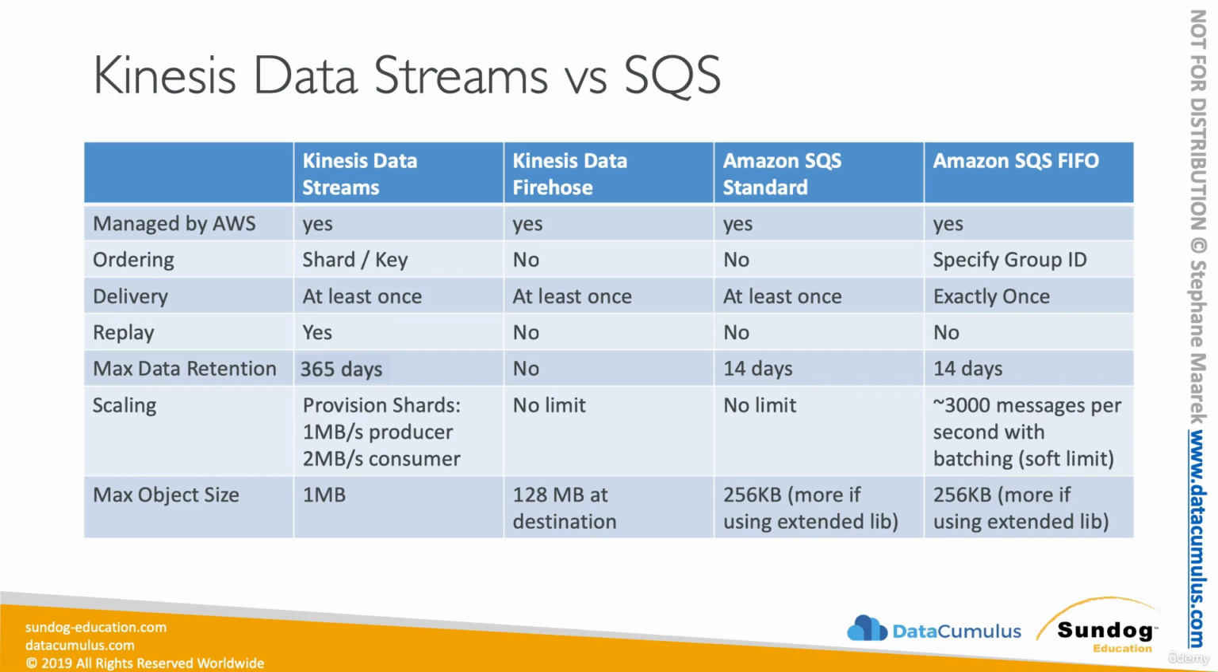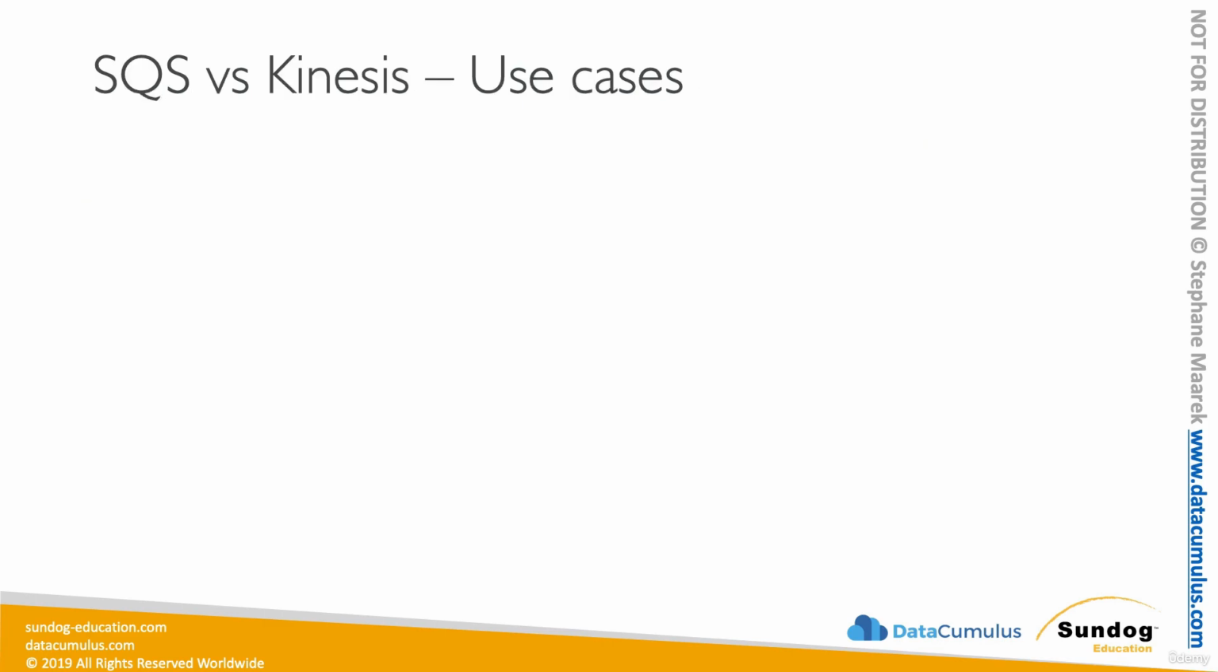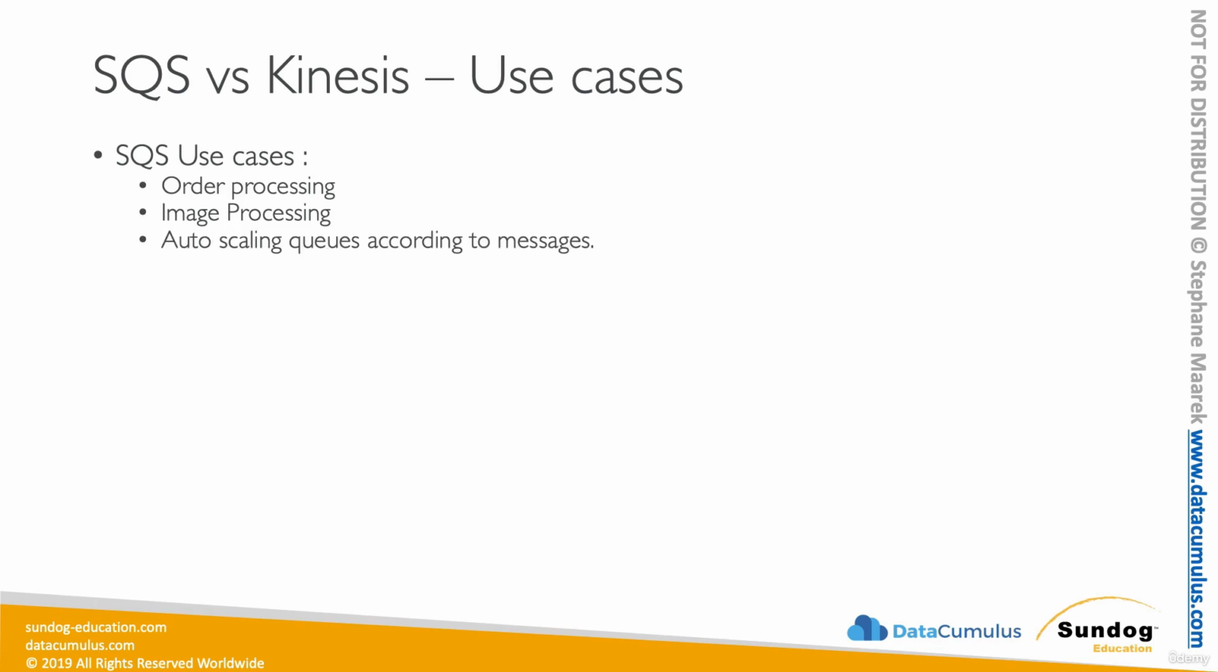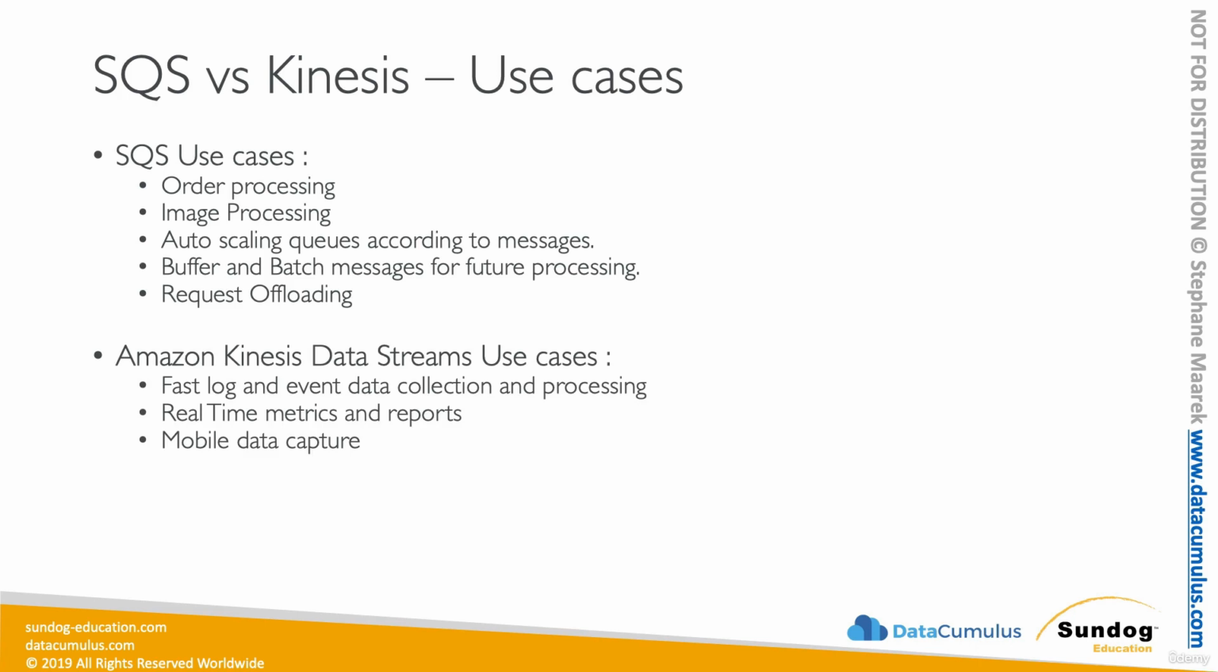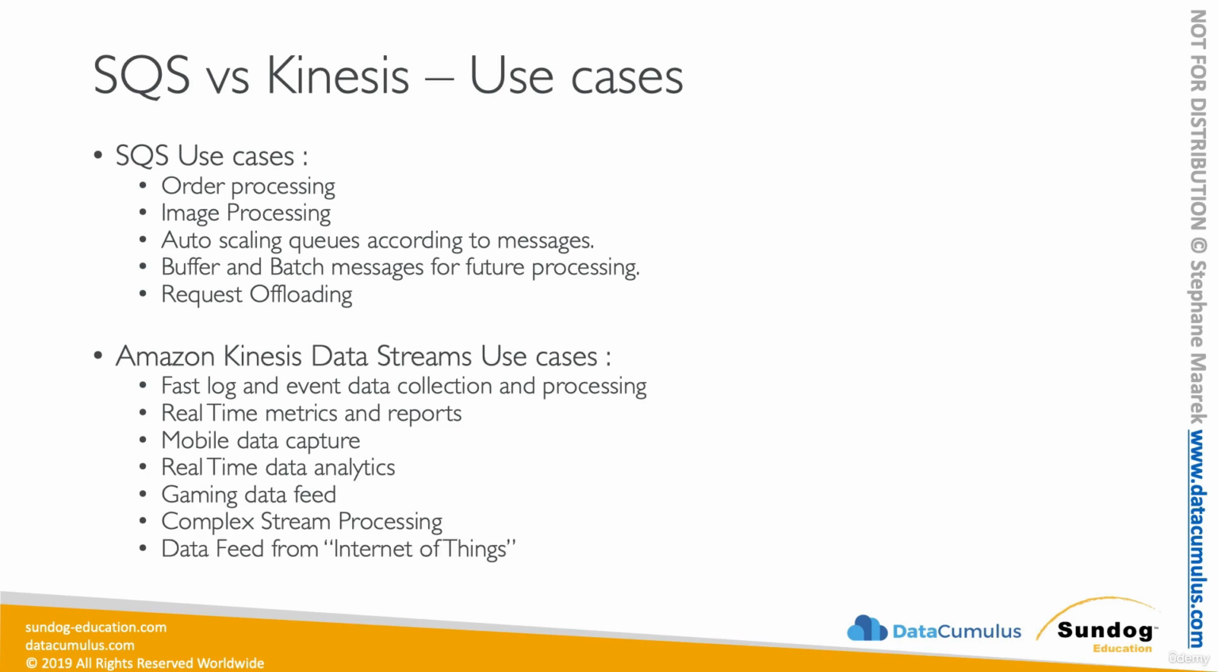Okay, now that's for all the technicality, but what about use cases? Maybe that makes more sense to you. Well, the SQS use cases will be to process orders, to process images, to autoscale queues according to messages, to buffer and batch messages for future processing or inserting into a database, maybe to do some request offloading. So it's more of a development-driven workflow, whereas for Kinesis, it's going to be more for big data. So you're going to get fast log and event data collection and processing, real-time metrics and reports, mobile data capture, real-time data analytics, gaming data feed, complex stream processing, or a data feed from the Internet of Things.